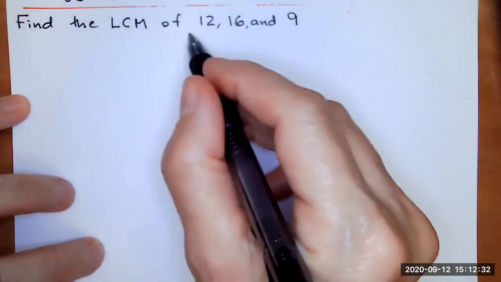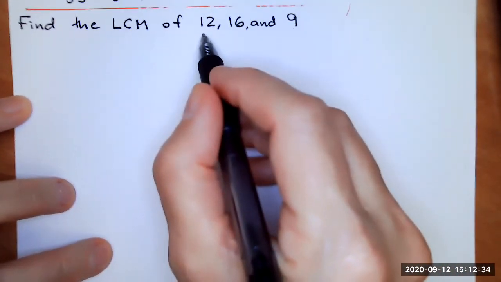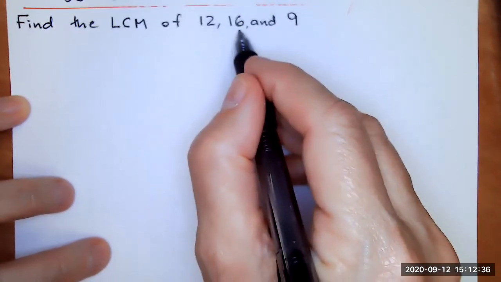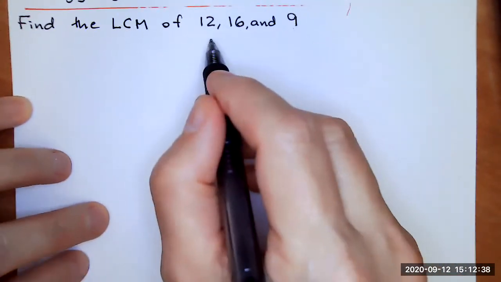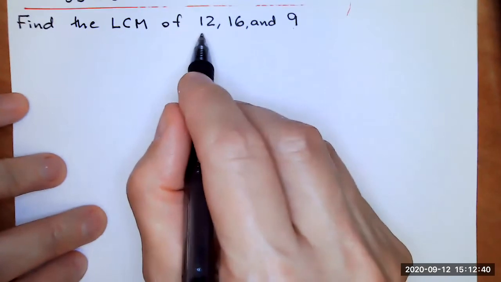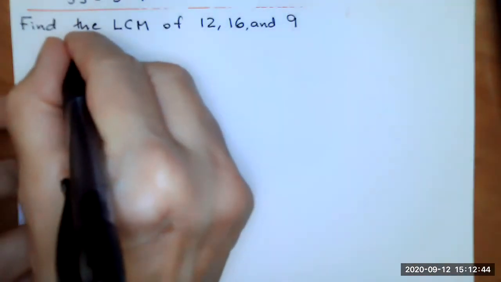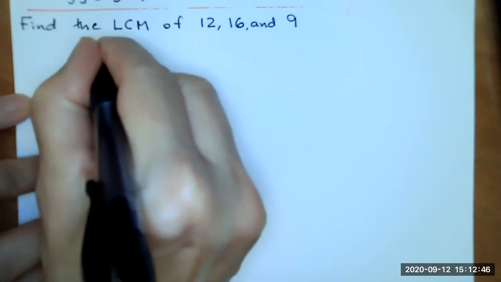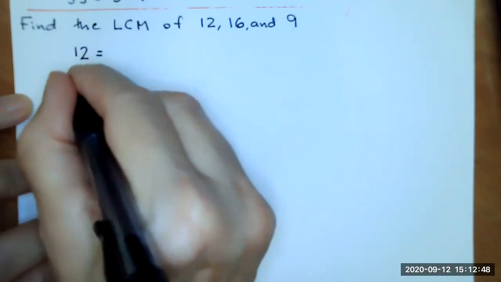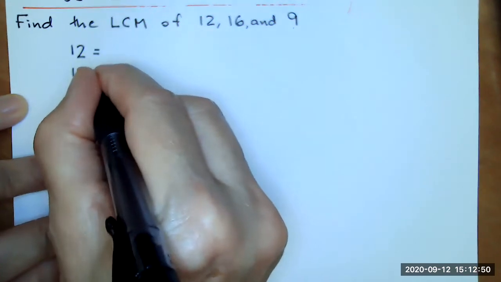All right, let's challenge ourselves by finding the least common multiple of 12, 16, and 9. So that's the smallest number that 12, 16, and 9 all divide evenly. And this would be a good time to hit that pause button and try it on your own.